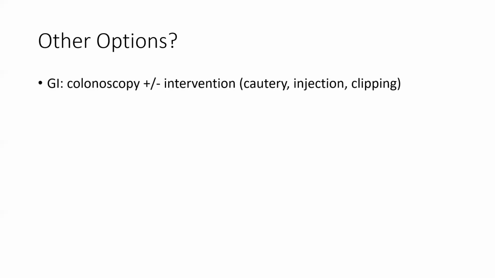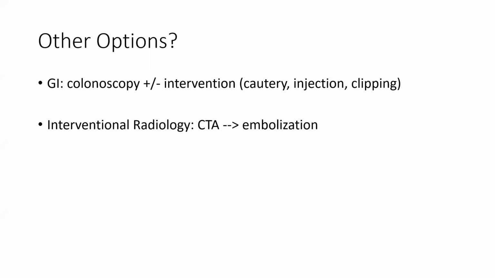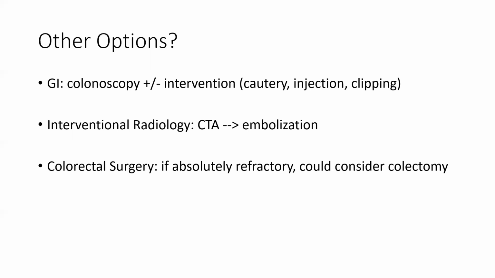Yes. So the first people you're going to call for lower GI bleeds is GI. They can do things like do a colonoscopy, do some intervention. They can do cautery. They can inject different medications. They can clip them. Sometimes though that just doesn't work. So they can't find the bleed or the patient bleeds through that. In which case you can talk to IR, you can talk about getting a CTA, tagged red blood cell scan, and then embolizing something. But if they can't embolize that vessel that's bleeding and the patient is still bleeding, your last resort is to call colorectal surgery for a colectomy.